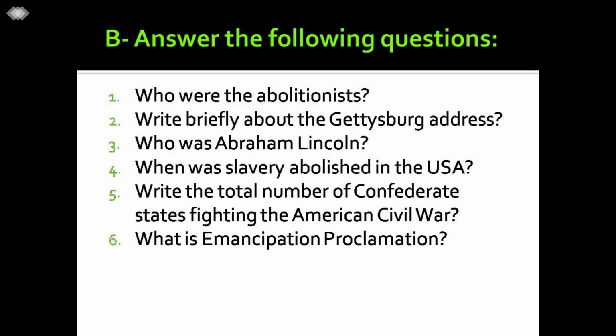Exercise B. Answer the following questions. First, who were the abolitionists? Second, write briefly about the Gettysburg Address. Third, who was Abraham Lincoln? Fourth, when was slavery abolished in the USA? Fifth, write the total number of Confederate states fighting the American Civil War. Sixth, what is the Emancipation Proclamation?